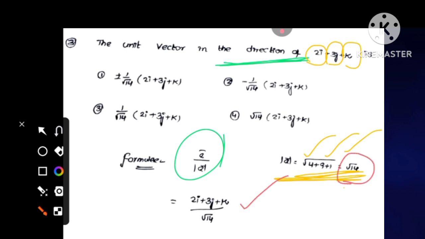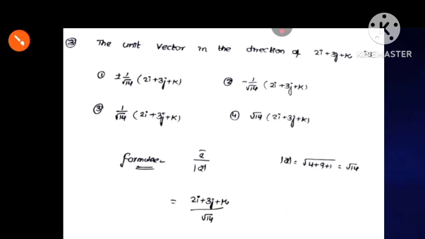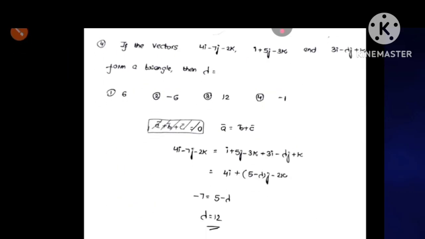So replace the values in the formula. A bar is equal to 2i plus 3j plus k by mod A bar is equal to root 14. That's all. This is the answer. Very easy question. In the same direction plus symbol, in the opposite direction the negative symbol. Okay, see the next problem.